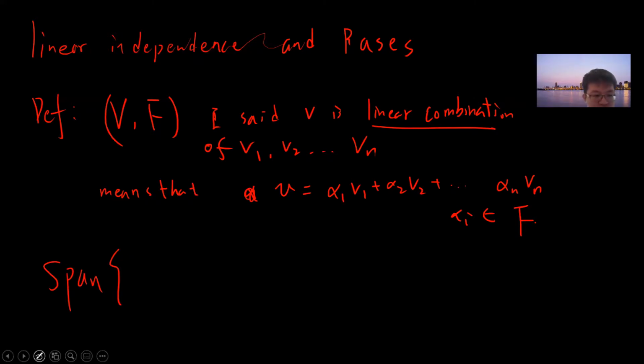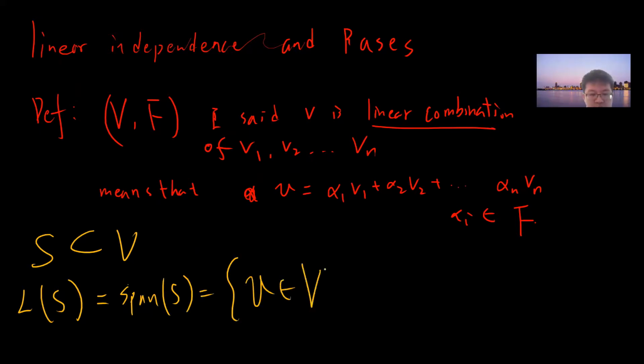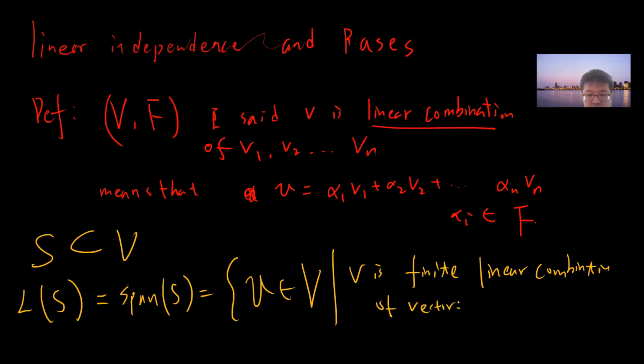Okay, so given a non-empty subset S of V, I can define L(S), also called the span of S. So basically, these are all the vectors in V such that V is a finite linear combination of vectors in S. So basically, you take any finite vectors in S, and then you do a linear combination, and collect all of it. This is called span.